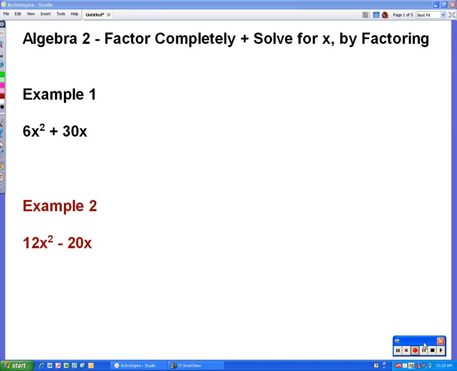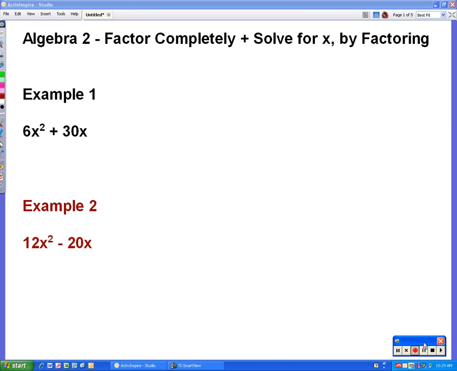Factor completely plus solve for x by factoring. Now, there's lots of different types of factoring that we're going to see. This isn't the only one, okay? There are other types of factoring that we're going to look at. Today, we have several examples to look at.